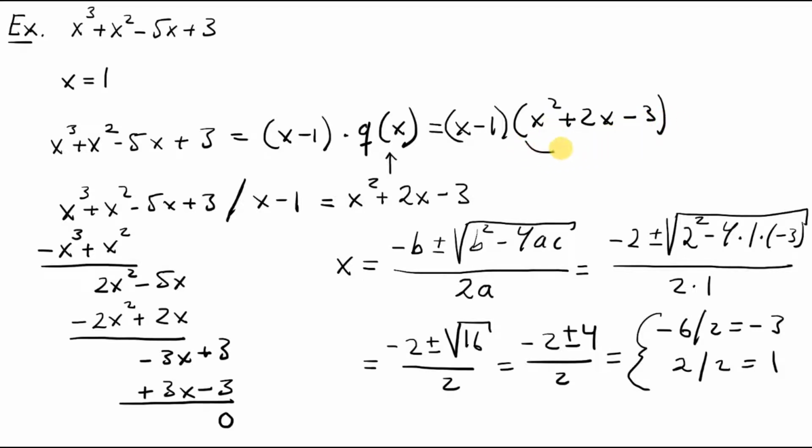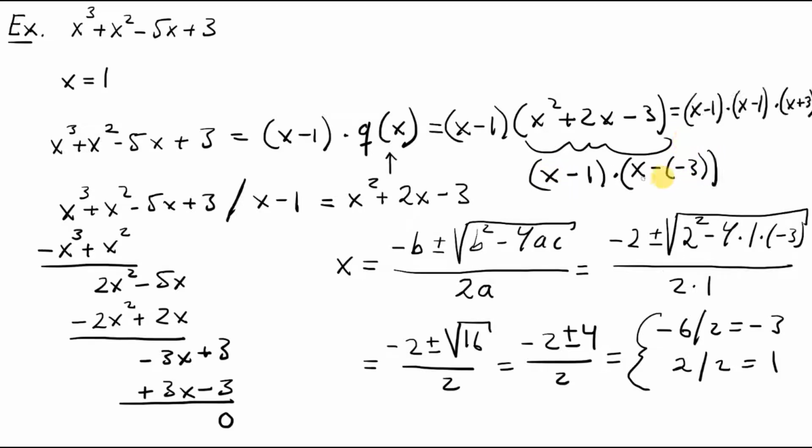And that means that we can write this as x minus the first one, and x minus this one, so x minus the zeros. So this one can be written as x minus 1, x plus 3. So we see now we have written it as a product of first degree polynomials.